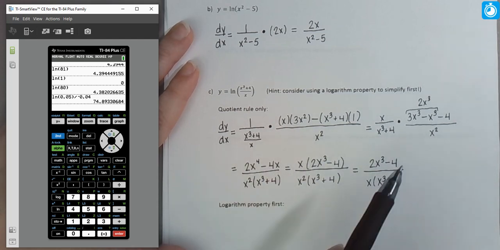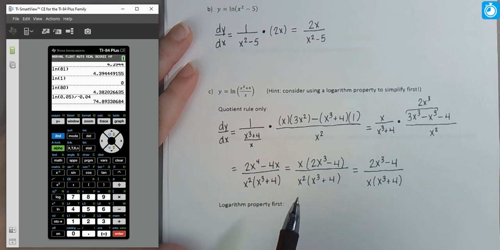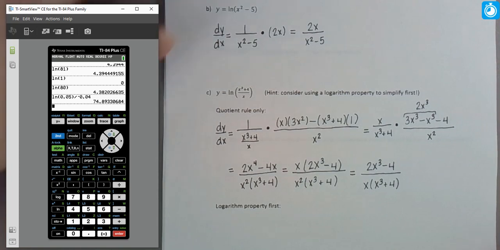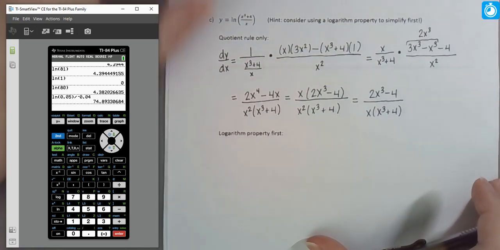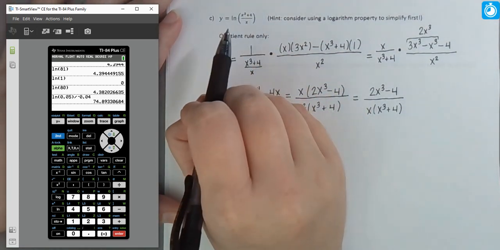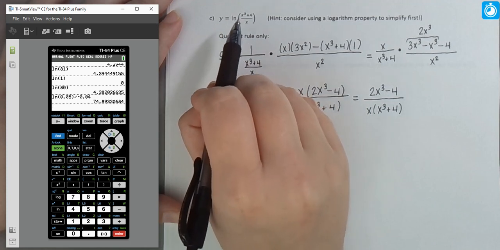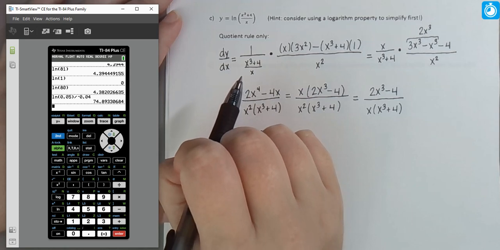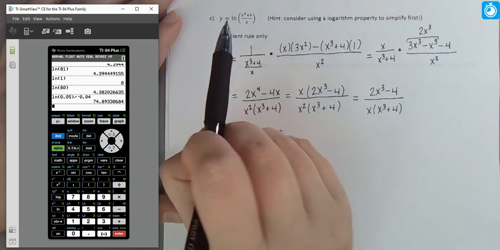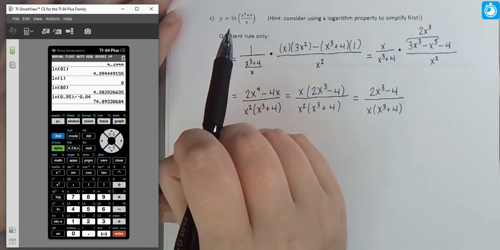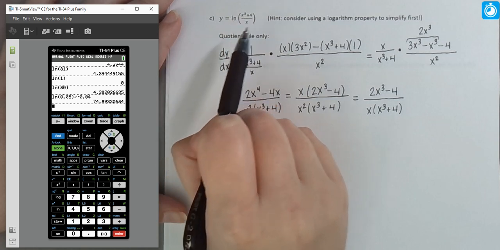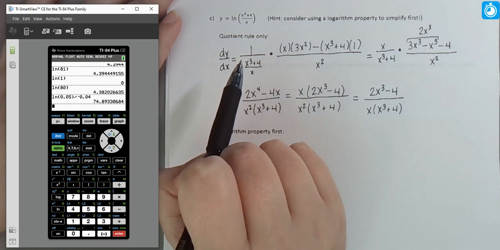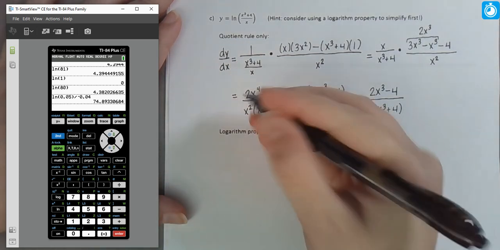The rest of the simplification is fairly straightforward, but I just want to look at another approach we could take that wouldn't require us to use the quotient rule. So when I look at this particular logarithm, I notice it's a logarithm of a quotient, which is why we ended up using the quotient rule. Well, we know there's a rule for logarithms that says if we're applying a logarithm to a quotient, we can split it up into the logarithm of the numerator and the denominator and then subtract them.